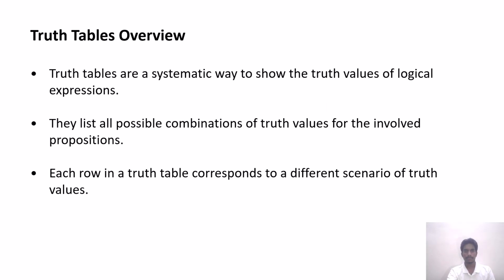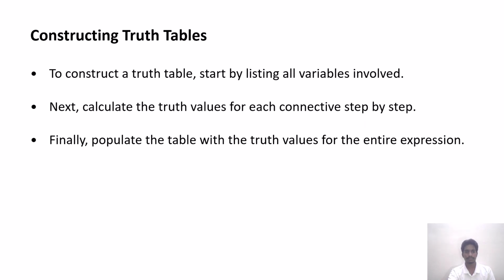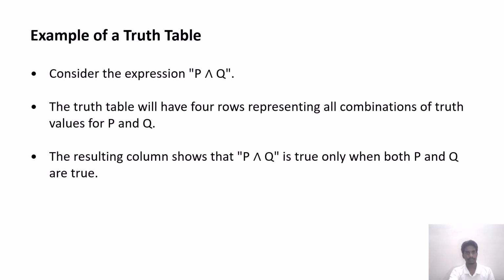Truth tables overview. Truth tables are a systematic way to show the truth values of logical expressions. They list all possible combinations of truth values for the involved propositions. Each row in a truth table corresponds to a different scenario of truth values. Constructing truth tables. To construct a truth table, start by listing all variables involved. Next, calculate the truth values for each connective step by step. Finally, populate the table with the truth values for the entire expression.